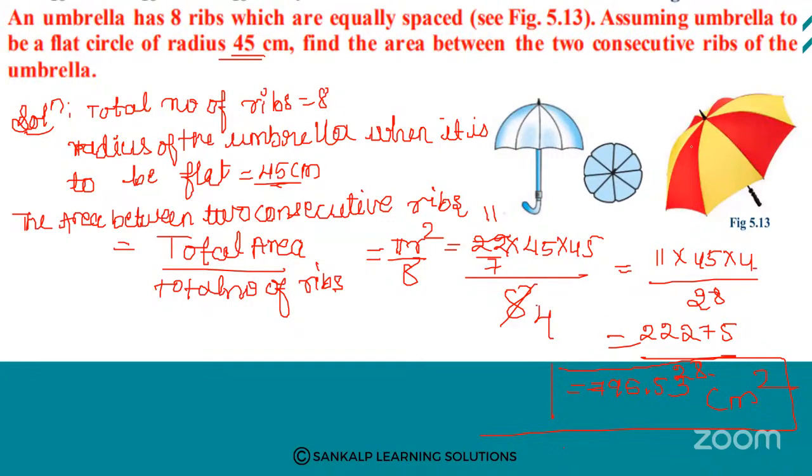Yes. Understood. Here, the total number of ribs is 8, and when it is flat, the radius is 45 centimeter. Then the area between two consecutive ribs is the total area of the circle divided by the total number of ribs. So pi r square divided by 8, where 8 is the total number of ribs. So 22 divided by 7 into 45 into 45 divided by 8.